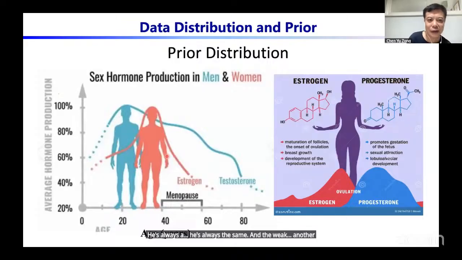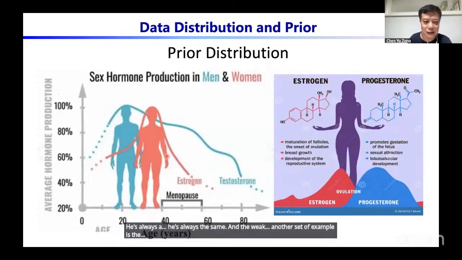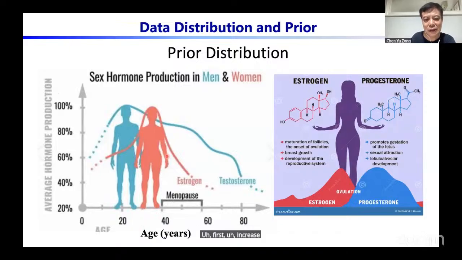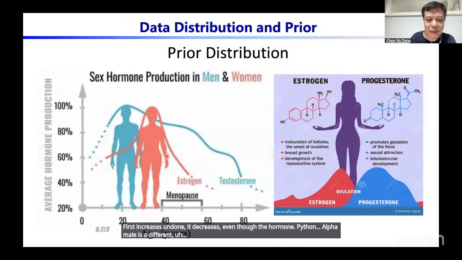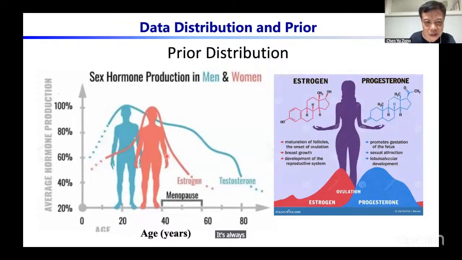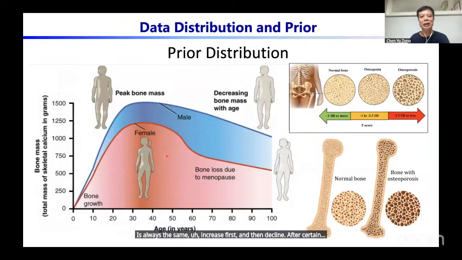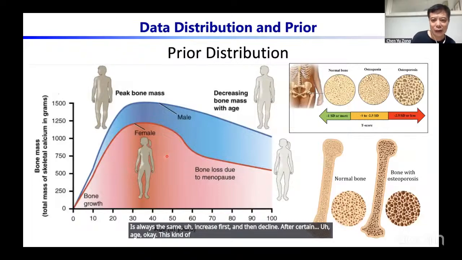Another set of examples is the hormones. You can see it first increases and then it decreases, even though the hormone pattern of male is different from female, but it only differs in the specific shape, while the general trend is always the same: increase first and then decline after a certain age. This kind of pattern also occurs in our bone density.